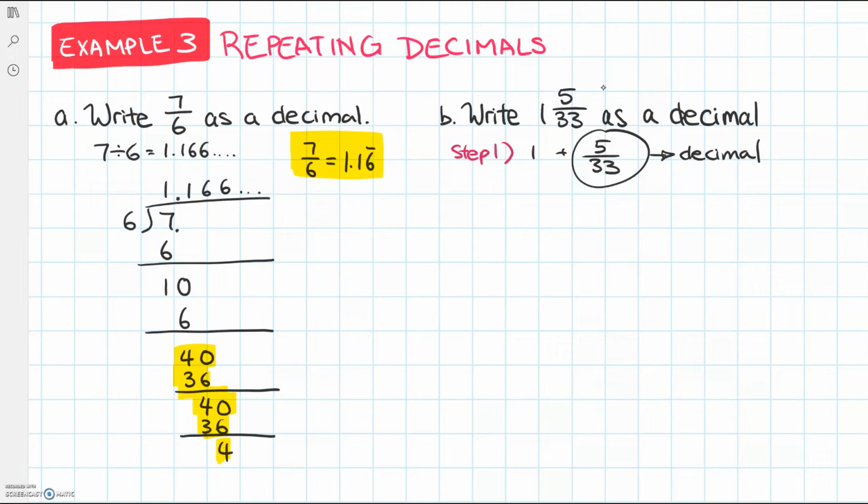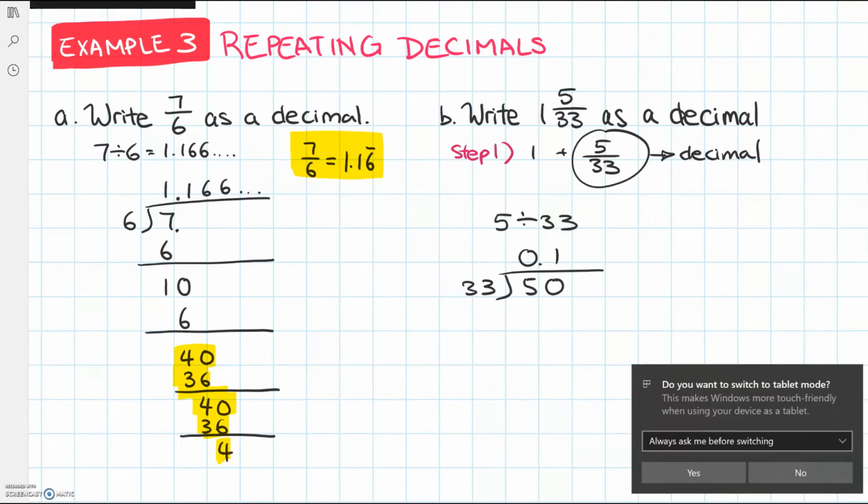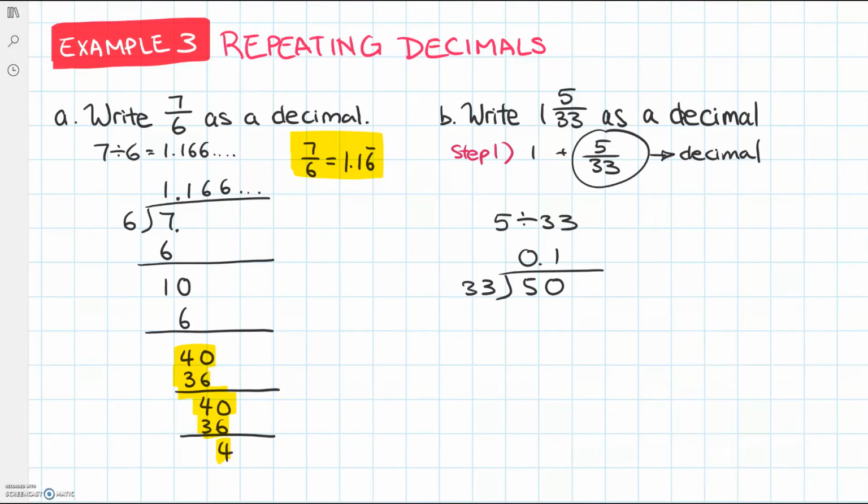So let's do that. It's essentially saying 5 divided by 33. I'm going to write that out here. 5 divided by 33. Well, 33 definitely doesn't fit into 5, so I put a 0 here. 33 fits into 50, and 50 minus 33 gives us 17. So I make that 170.